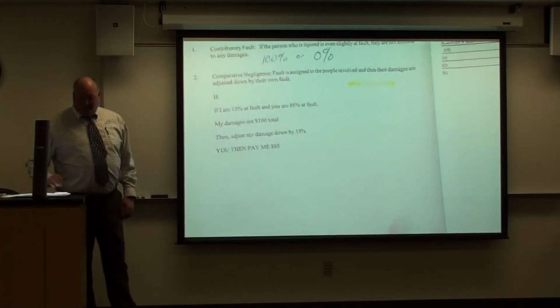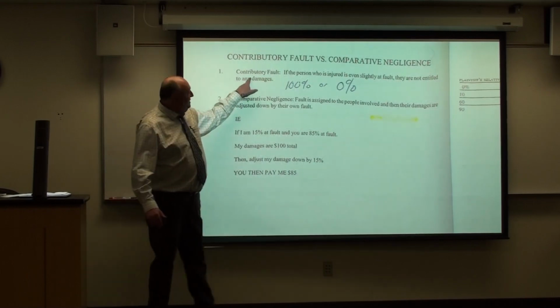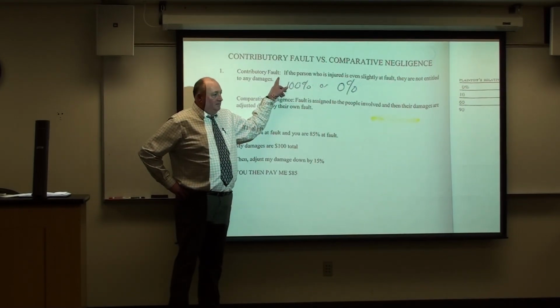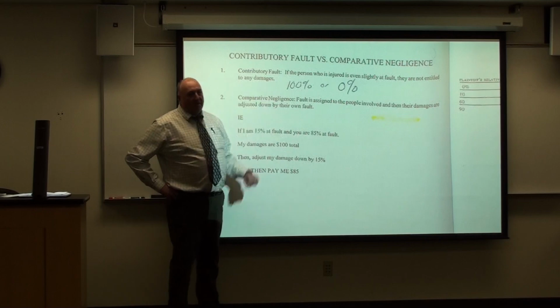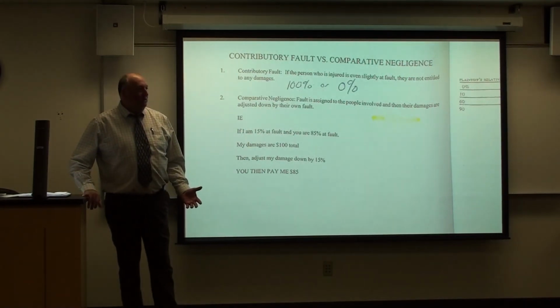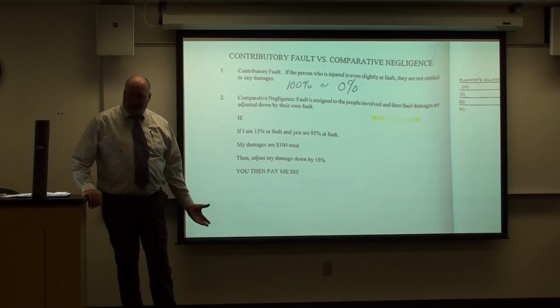So here's how it works. There are two different systems. In this type of system, if I'm 15% at fault, how much money do I get? None. Yeah, millions and millions of dollars, but because I contributed a little bit to my own injury, I get zippo. That's not really fair, is it? That's old common law. We don't really follow that anymore today.